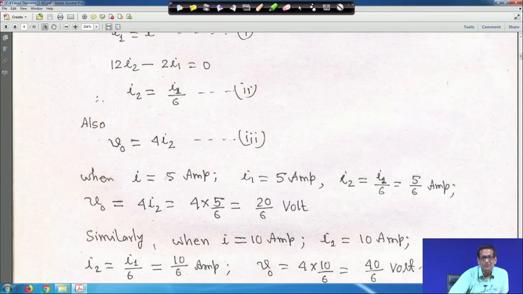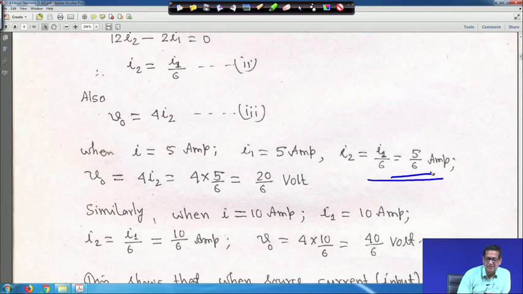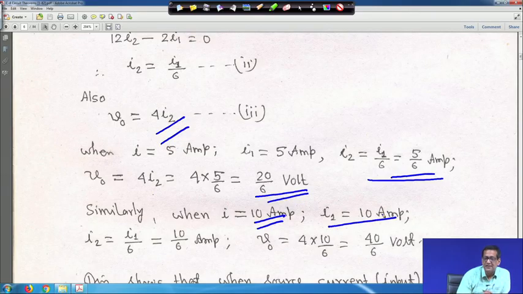When I is equal to 5 ampere, I1 also is equal to 5 ampere, since I is equal to I1. Therefore I2 is equal to I1 by 6, which is 5 by 6 ampere, and V0 is 4 I2, which is 20 by 6 volt. Now, when I is equal to 10 ampere, I1 also is 10 ampere.